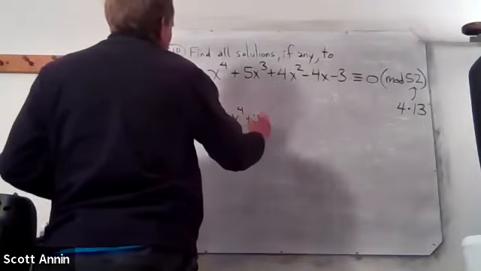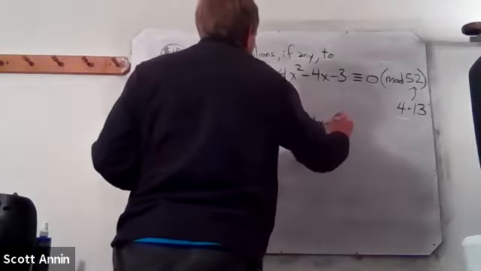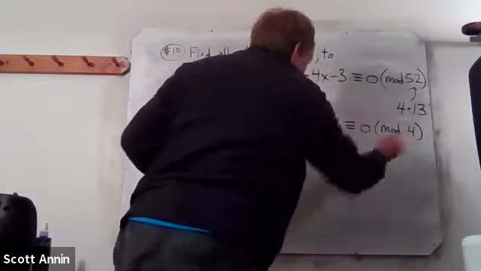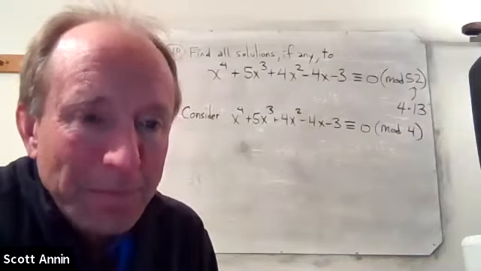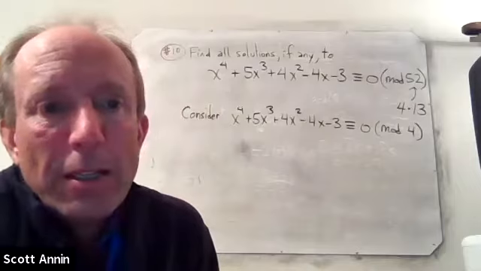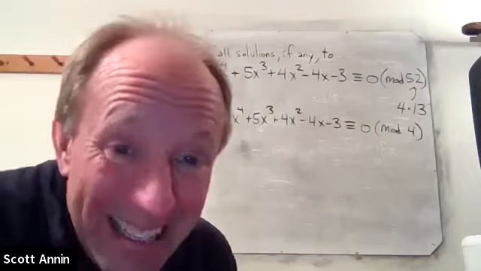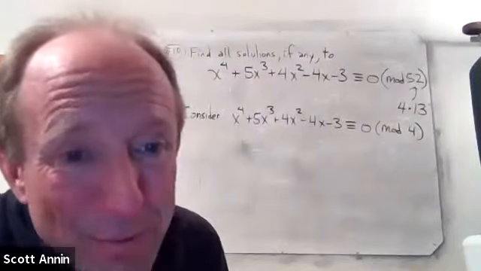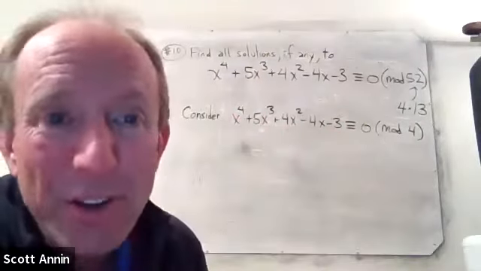Let's consider x to the fourth plus 5x cubed plus 4x squared minus 4x minus 3 congruent to 0. Let's just look at it in mod 4 for a moment. I think this is probably a reasonable starting point. Mod 4 is not such a terribly intimidating modulus. For example, if you're in mod 4, what could you do to make this a little easier on yourself already?